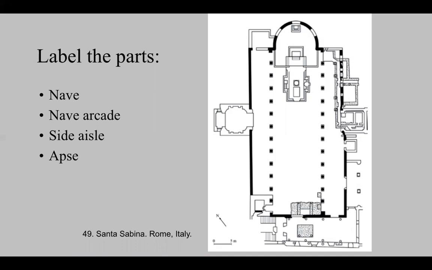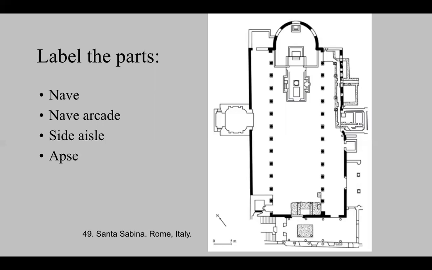That's going to be a series of arches held up by columns that separates the nave from the side aisle. So this is the side aisle. There's only one at Santa Sabina. This is a small neighborhood church. It's not very big. Okay. So these have two side aisles, one on each side. Okay. And then the apse.